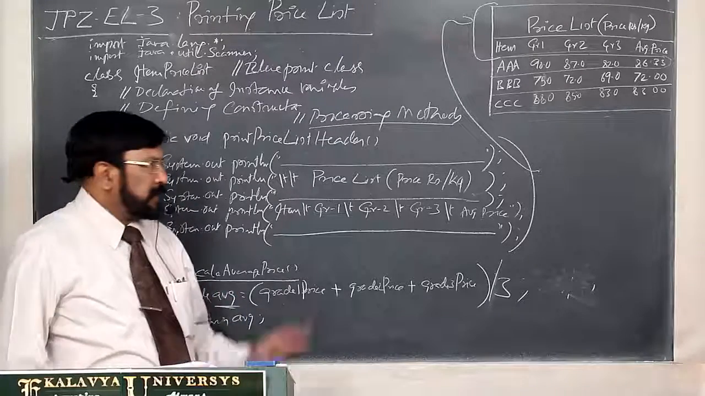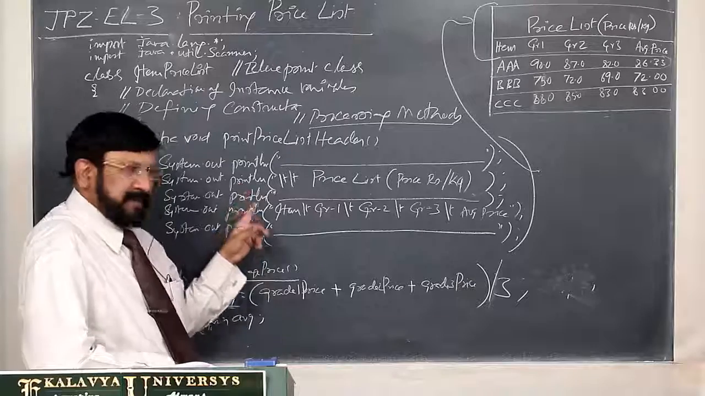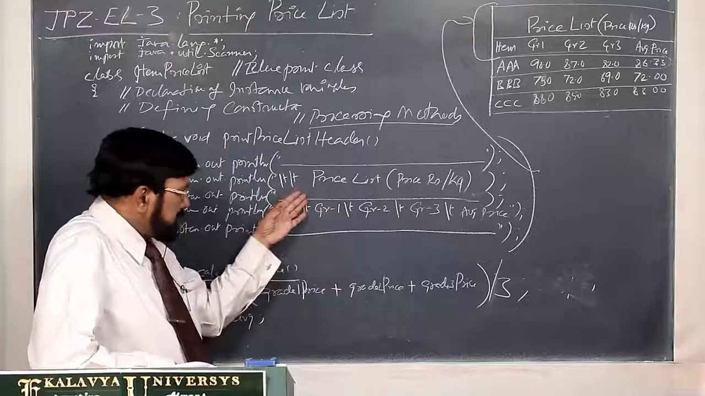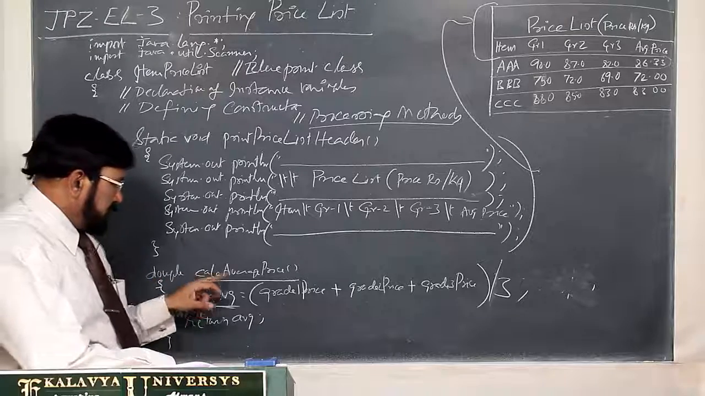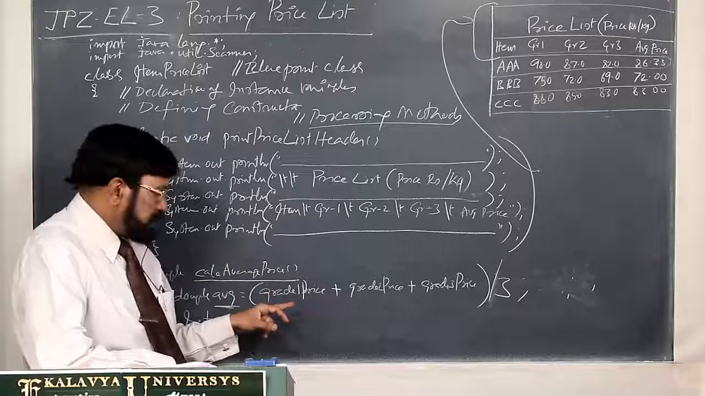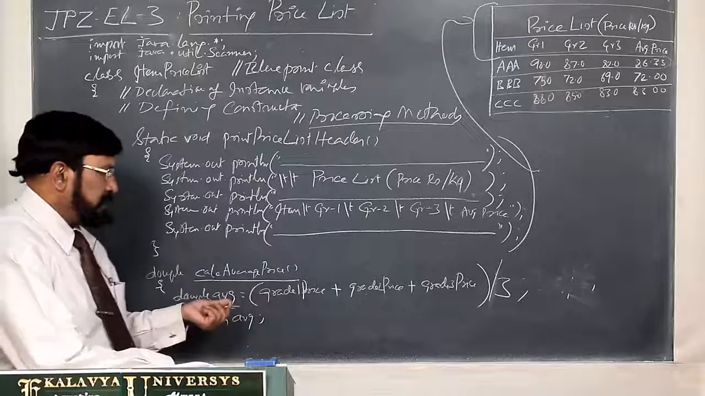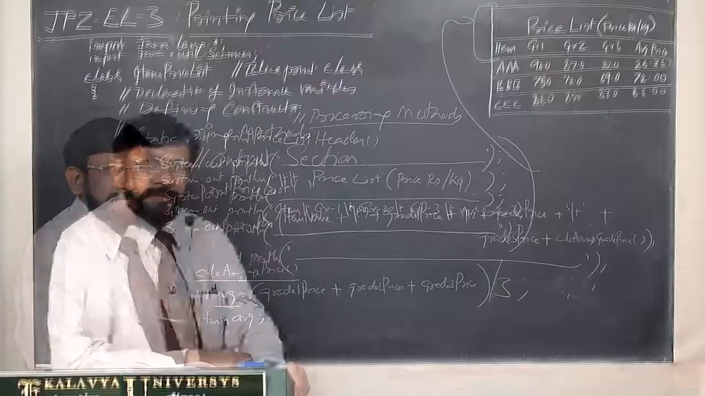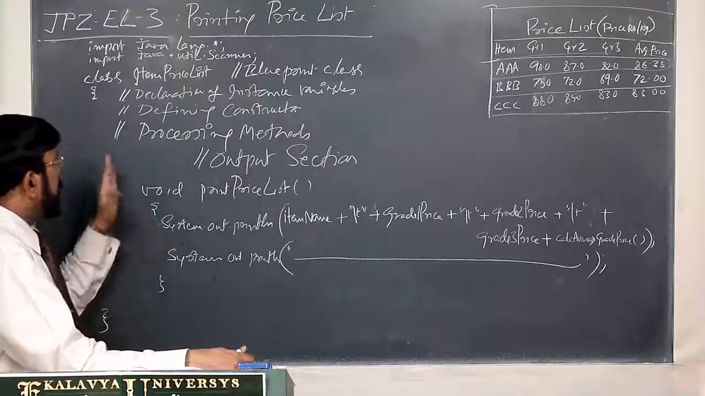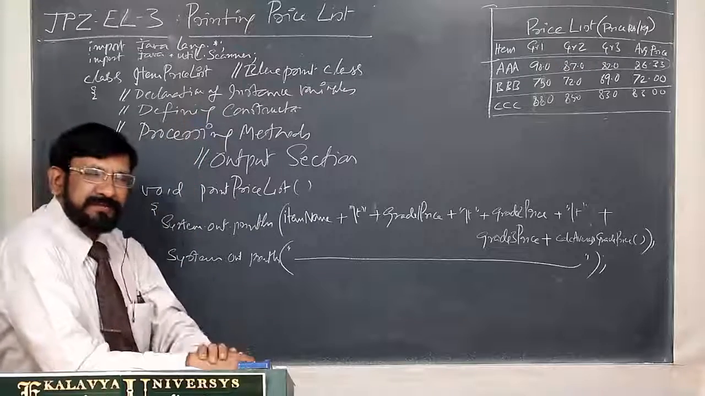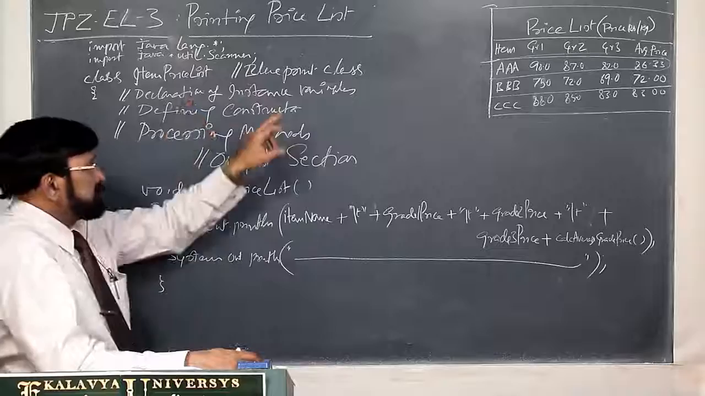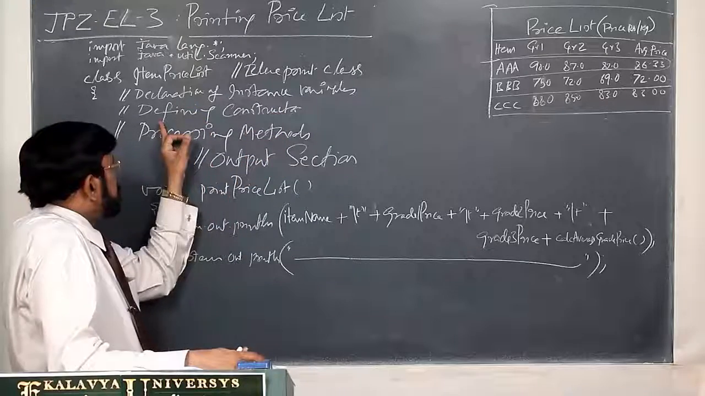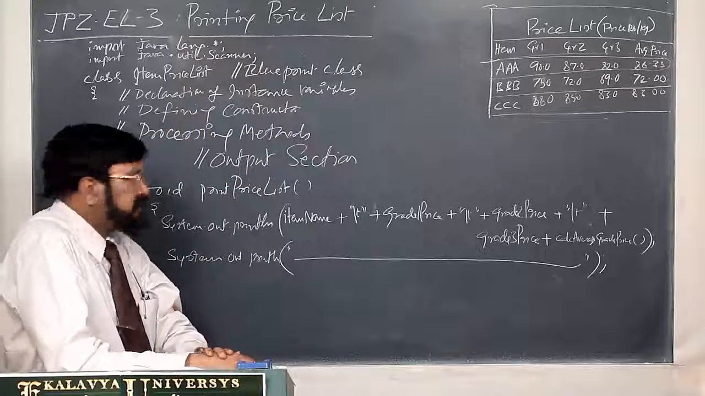In this way, one static method we declared in the processing section, and one instance method we declared for the purpose of calculating the average price. So far I have explained 3 sections in the blueprint class. The first one, declaration of instance variables. Second one is defining the constructor.